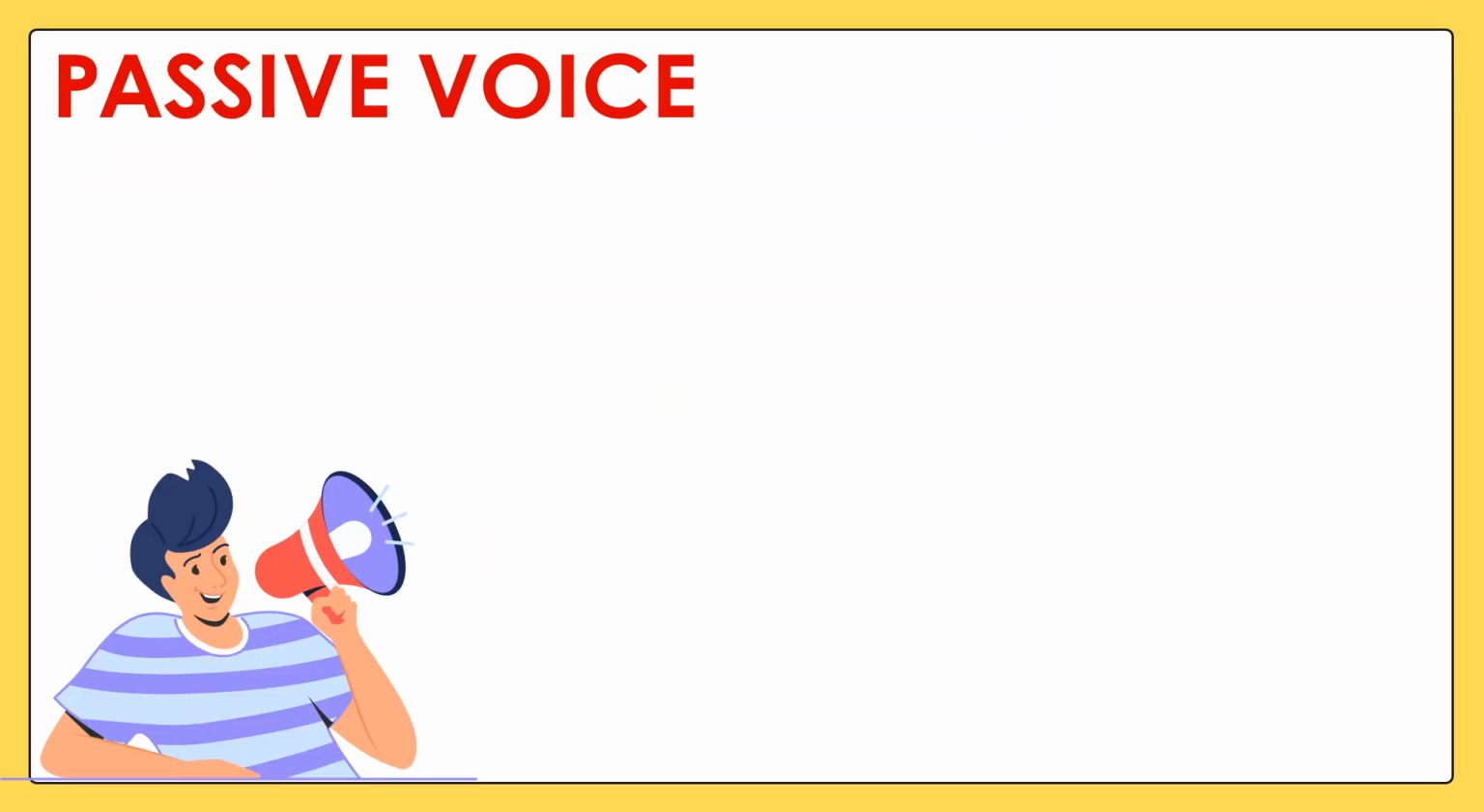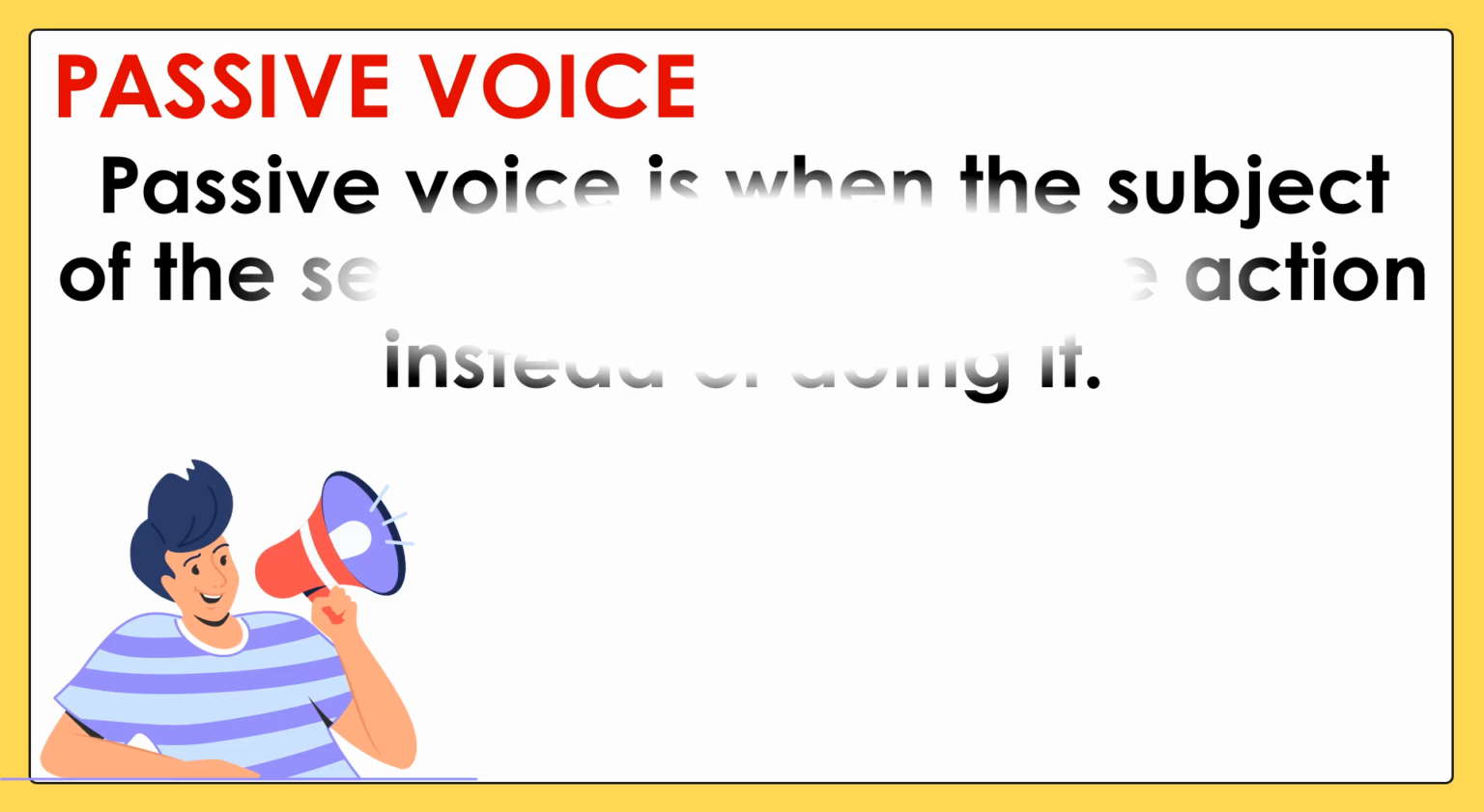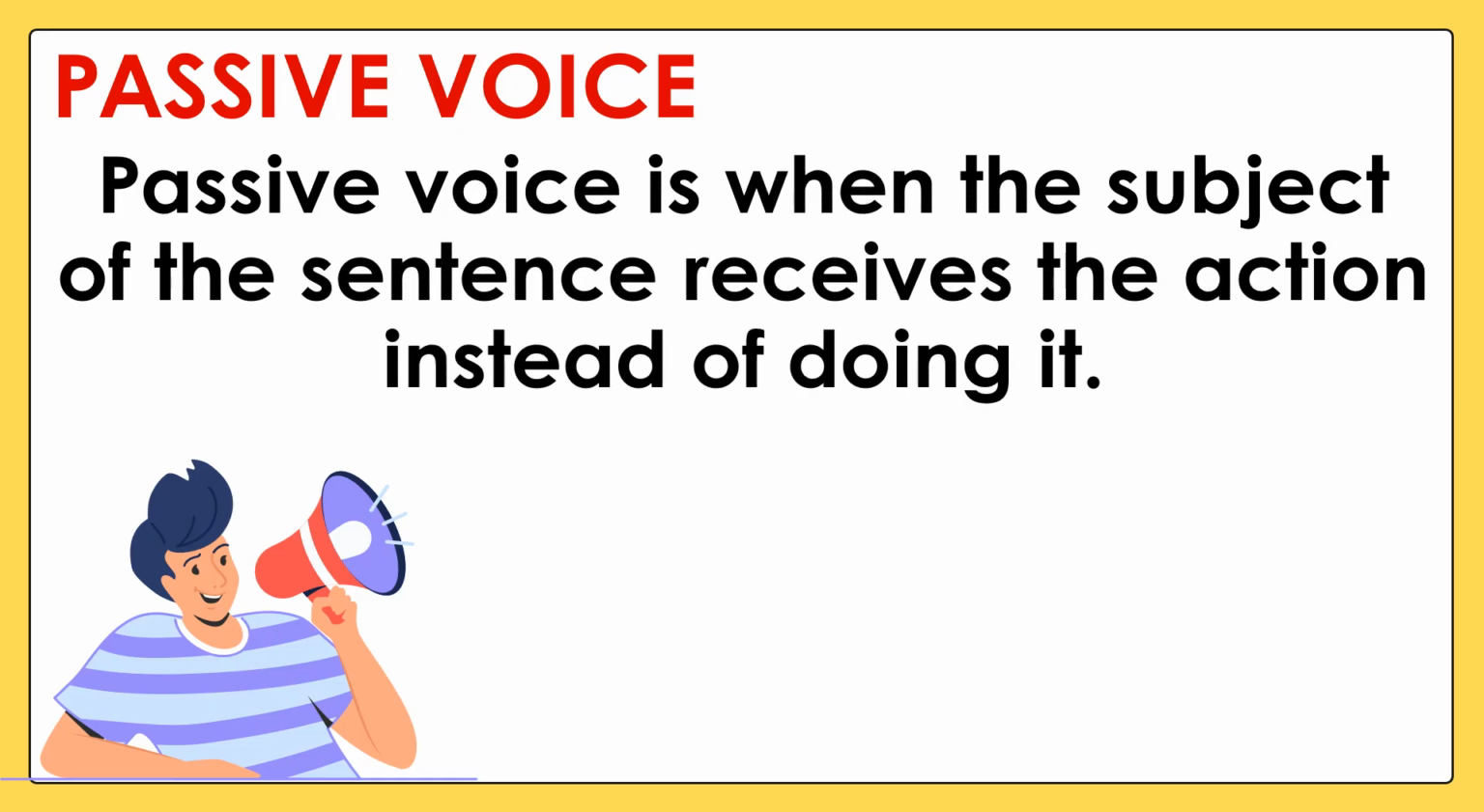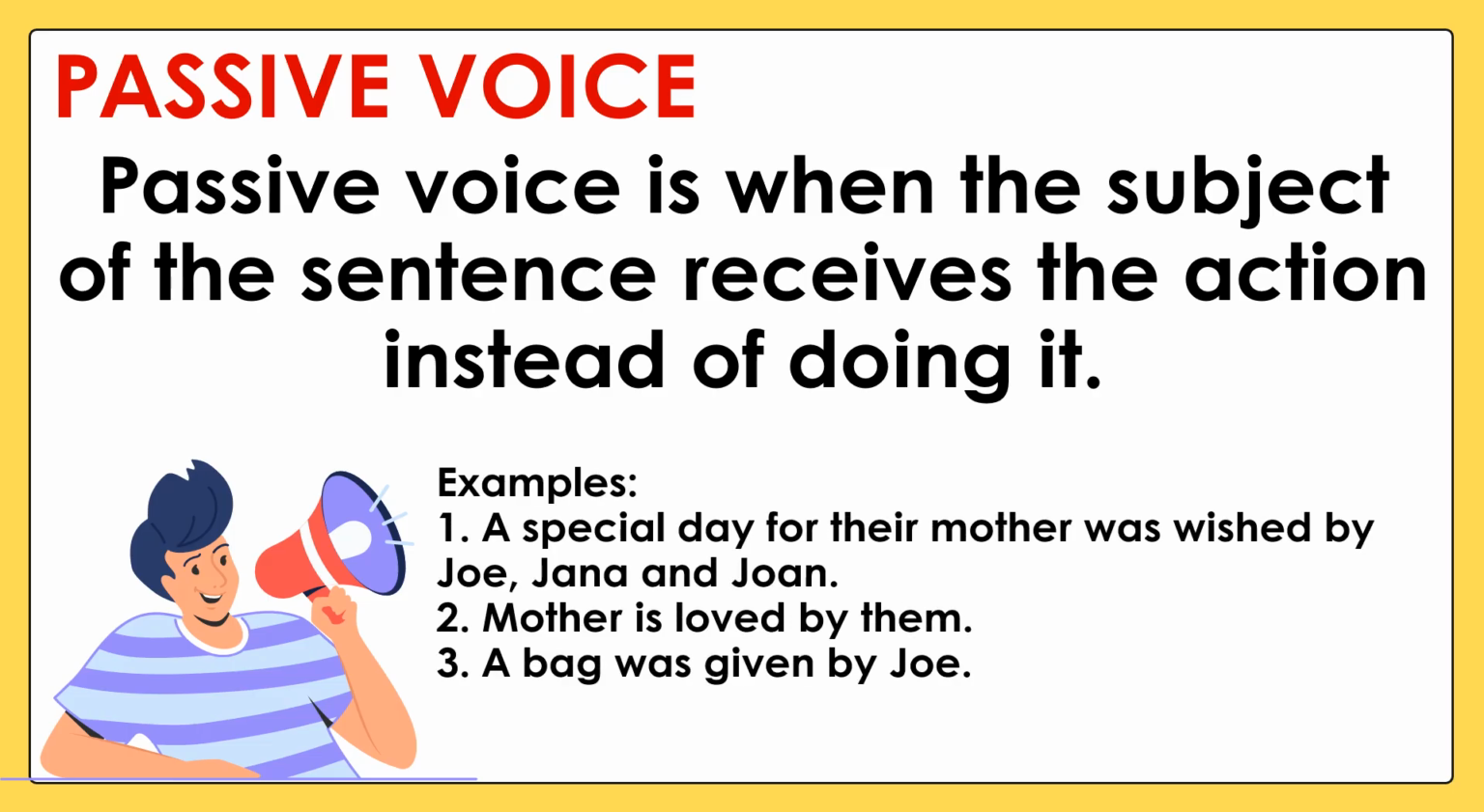Next, we have passive voice. Passive voice is when the subject of the sentence receives the action instead of doing it. Examples. A special day for their mother was wished by Joe, Jana, and Joanne. Number 2, mother is loved by them. Number 3, a bag was given by Joe.